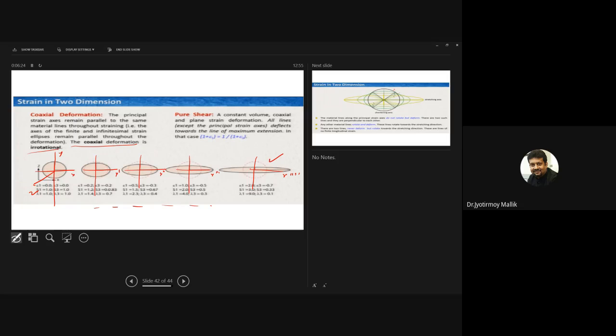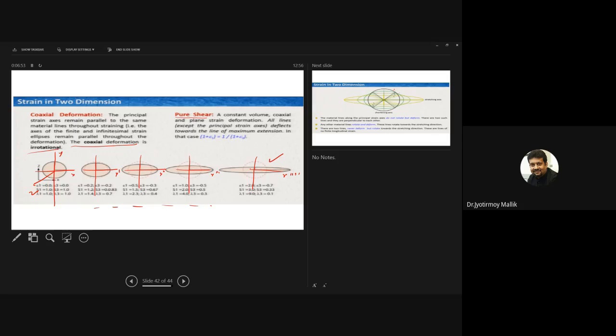So how is pure shear deformation defined then? A constant volume coaxial plane strain deformation. I hope you understand now. It's a constant volume deformation, so the volume doesn't change. Coaxial means the principal axes of strain remain the same, and plane strain deformation means deformation is only restricted to a single plane. So that is how pure shear deformation is defined.